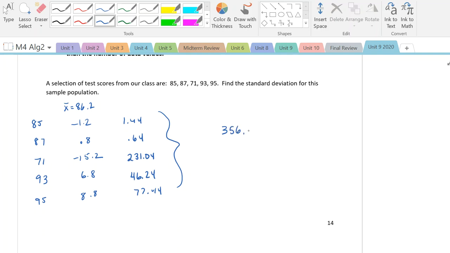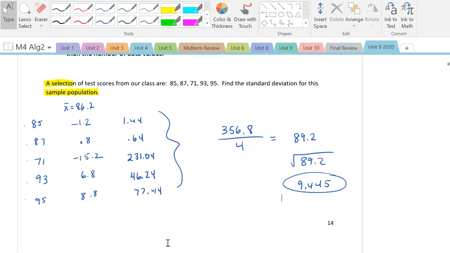Sorry, 356.8. Now instead of dividing by the 1, 2, 3, 4, 5 values, I'm going to divide by 4, and the reason why is that it's a selection and it's a sample. They literally said in the problem, sample population, but a selection was enough information to tell me that I want to do a sample standard deviation. I divide by 4, that's 89.2, and then the square root of that is 9.445.